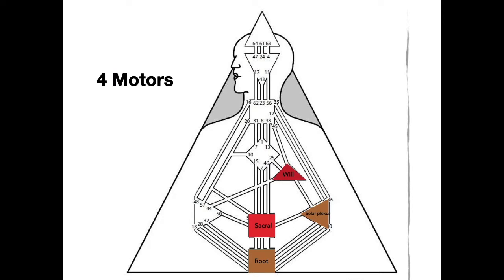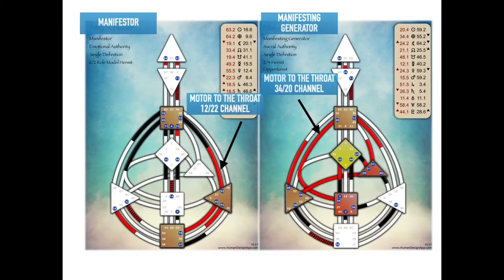There are 4 motors in the human design body graph. The sacral is the most powerful and is defined in all generator types. The root is the weakest motor since it's the furthest away. And the other 2 are the will center and also the solar plexus. When you have a link or a channel that takes a motor directly to the throat, you have the design of a manifestor or a manifesting generator.